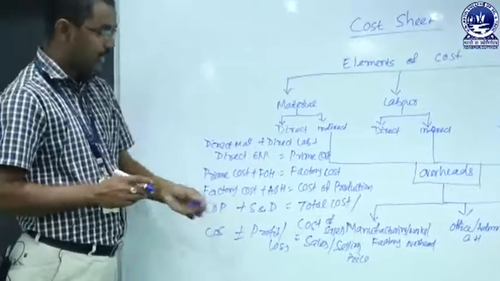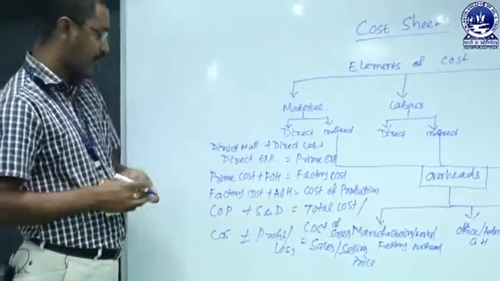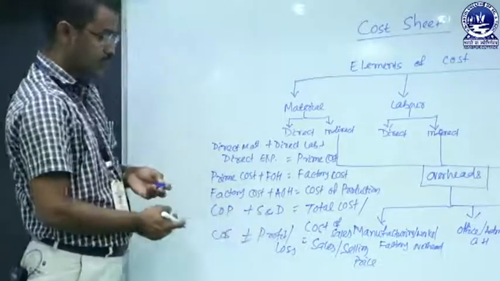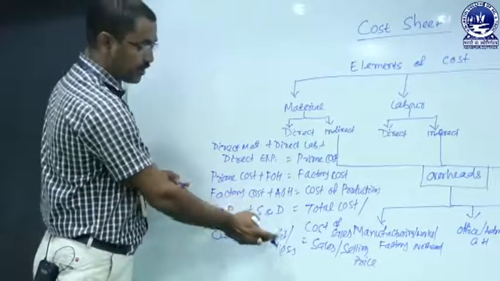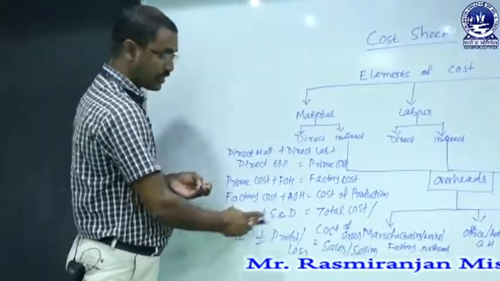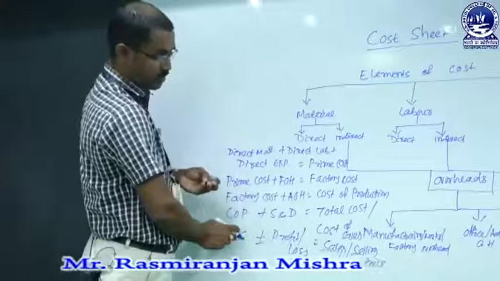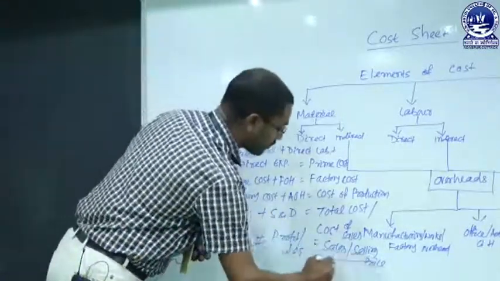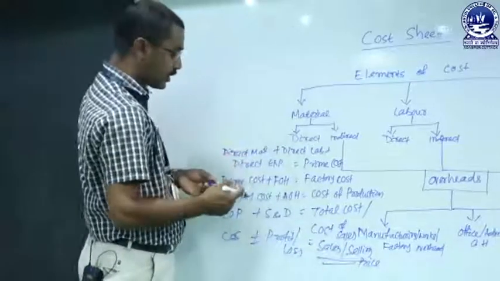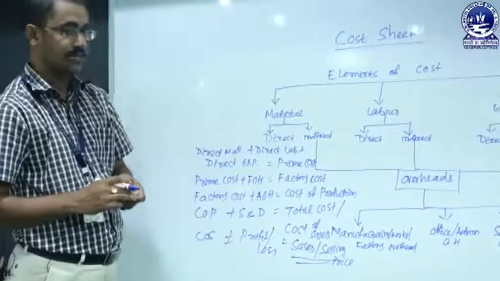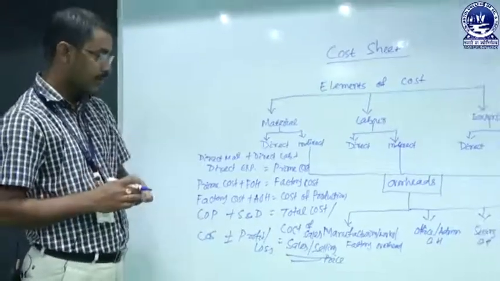So when there is a case of profit or a case of loss, we can add the amount of profit or deduct the amount of loss. Profit means we add it to the cost of sales, loss means we deduct it from cost of sales. So the result is sales or selling price. This result is known as the cost of producing a product or providing a service, and the amount represents the sales or the selling price of a particular product.